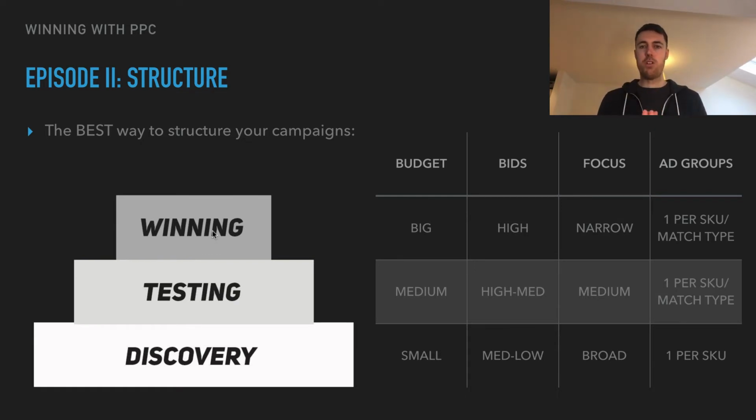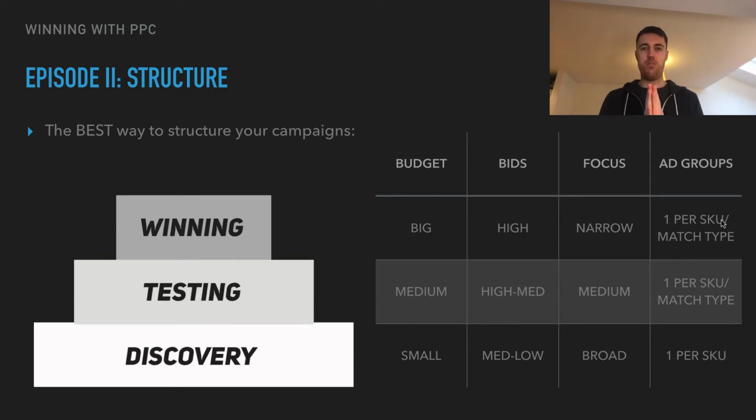Once you've got this structure in place, you've got your three campaigns. I would name them the name of your product, and then in brackets discovery, testing and winning, or your versions of those names, whatever works for you. And then within those campaigns, you are going to want to have ad groups for each. See down here that's listed on the side, you want to have an ad group for each SKU and for each match type. Let me explain that for a moment.